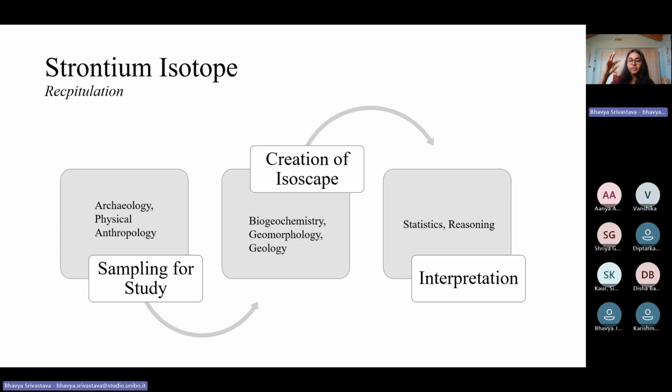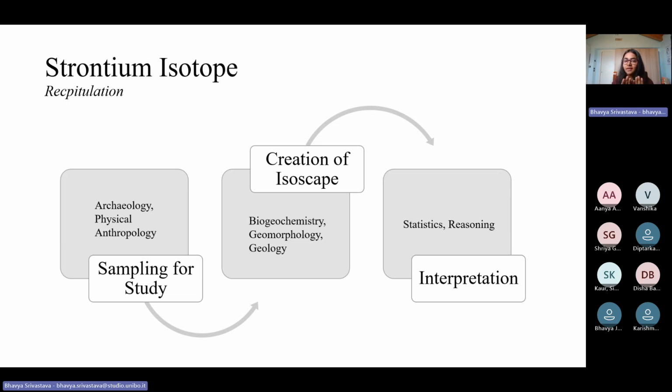So be very careful about the sample you are taking, then create an isoscape of naturally occurring sample. So you have to talk about geology, you have to talk about lithology, you have to understand the other elements present in the rocks apart from your strontium, if they would have reacted. So basic geochemistry, and then you have to interpret it.